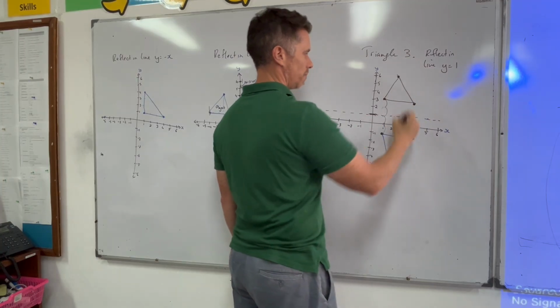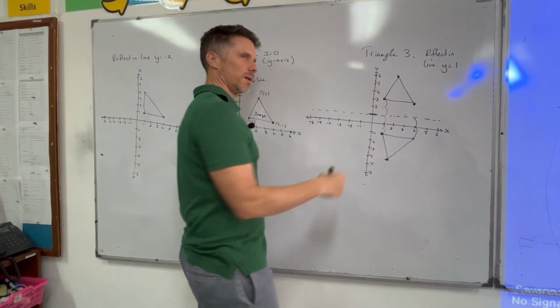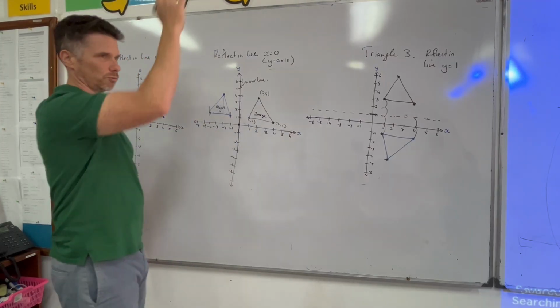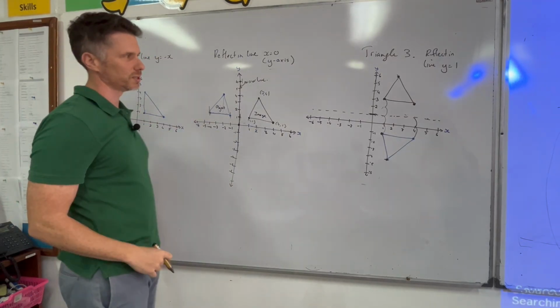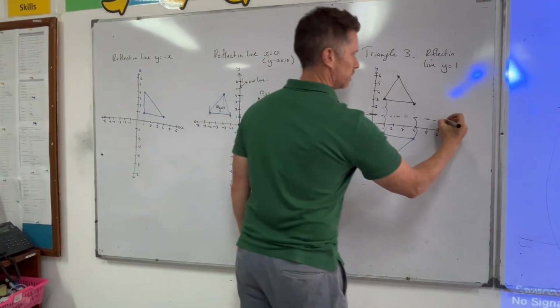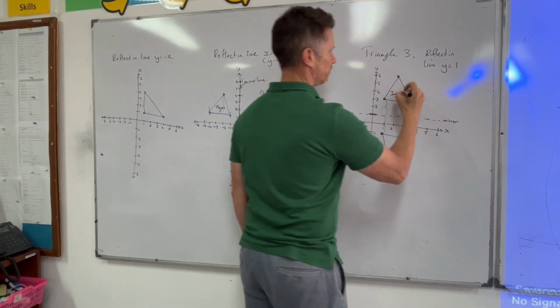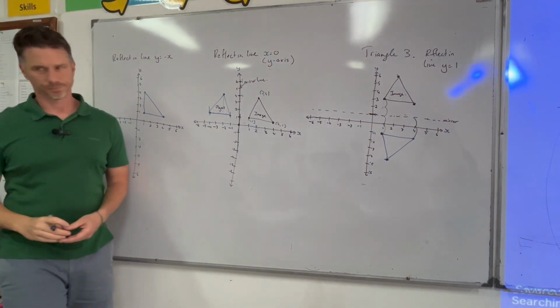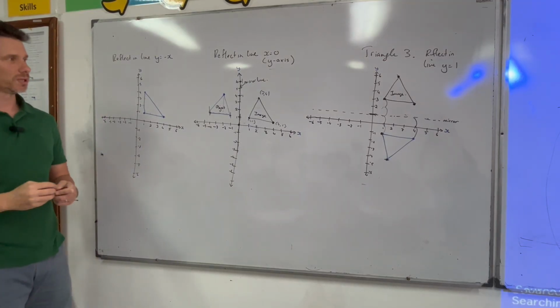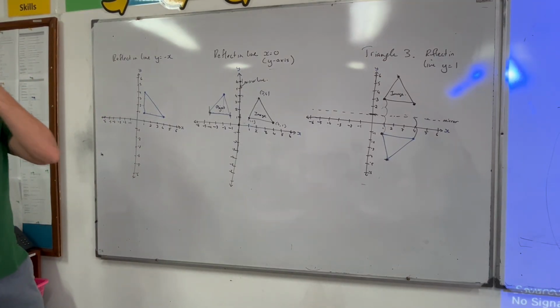So what did we do? We just counted the boxes to the mirror line and went the same distance the other side, going straight at right angles to that, perpendicular to that mirror line. So here was our mirror. This is our image. It's upside down, like in a mirror. So you're copying these on your diagram. You should have your diagrams ready.